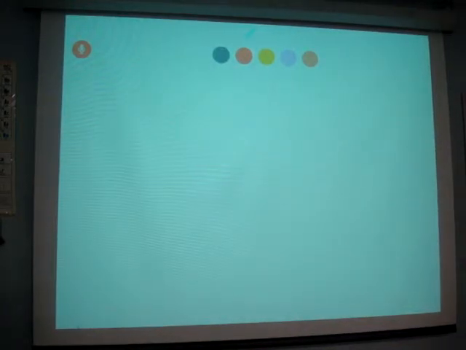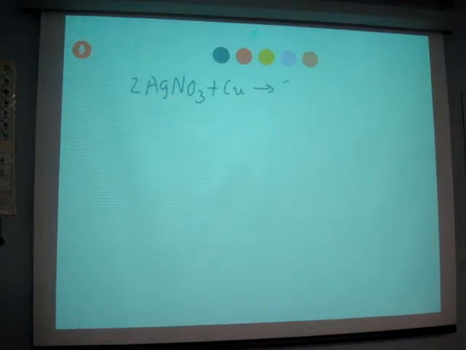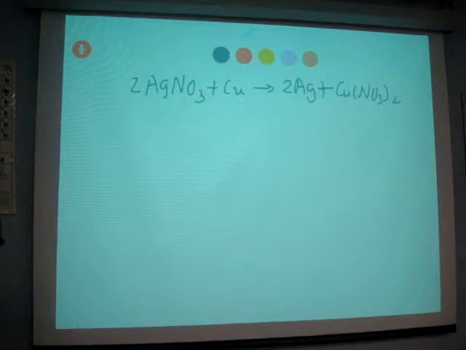This is the balanced equation: 2AgNO3 plus copper gives 2Ag plus Cu(NO3)2. Now we start with 5 grams of copper first.